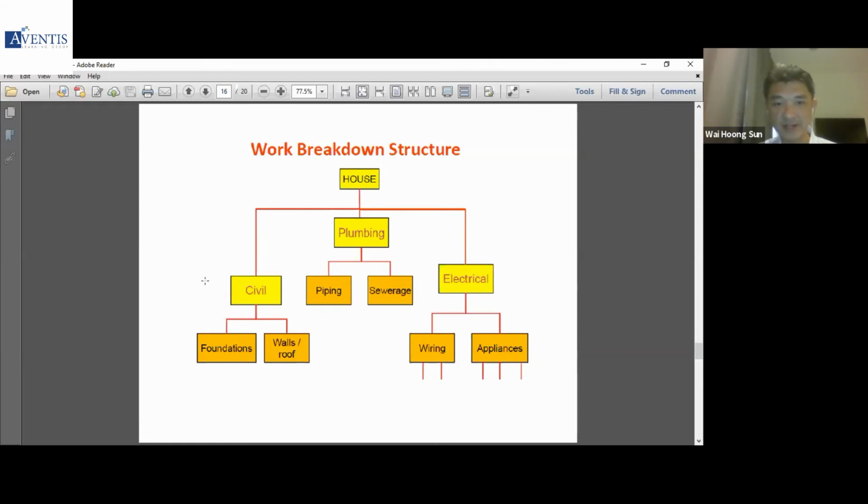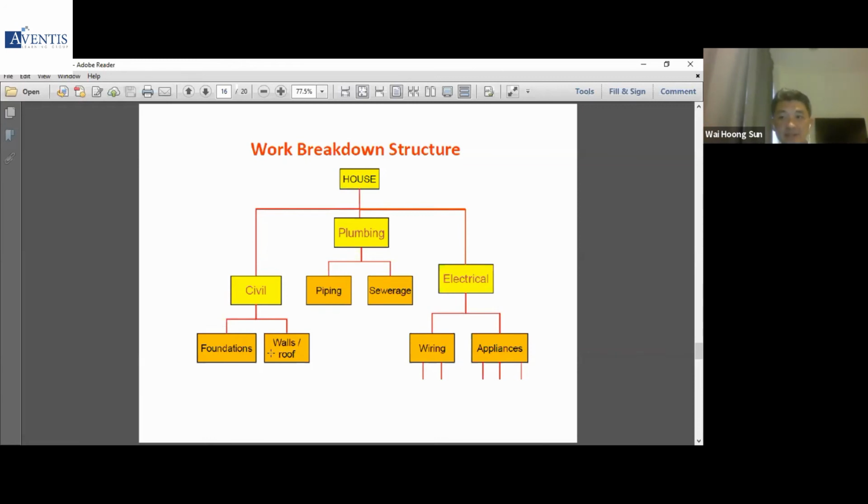Civil, right? Where the foundations are laid and the walls and the roof are put up, and then the plumbing, right? And then underneath you have the piping and the sewerage, and electrical, where you have the wiring and the appliances, right? So you have a big task, and you try to break down the task into smaller tasks, right?